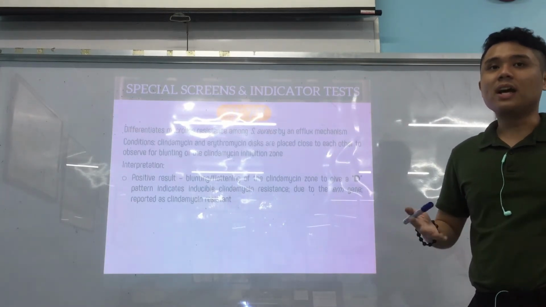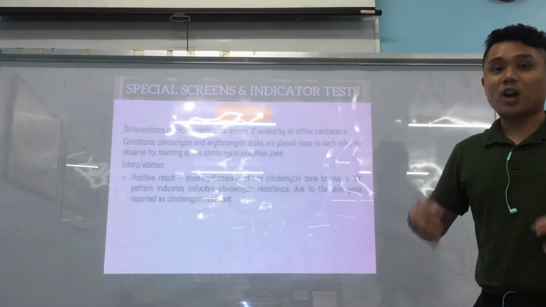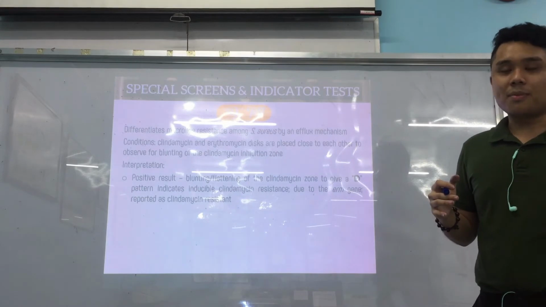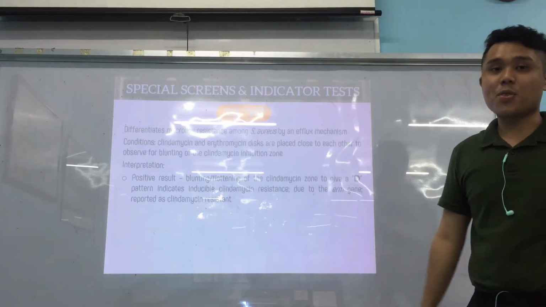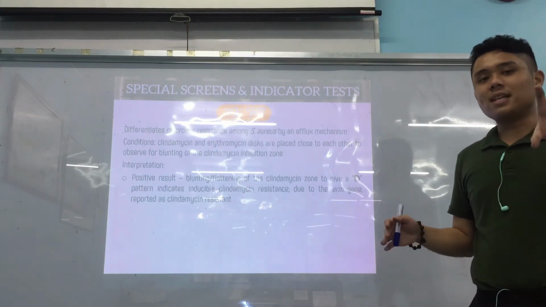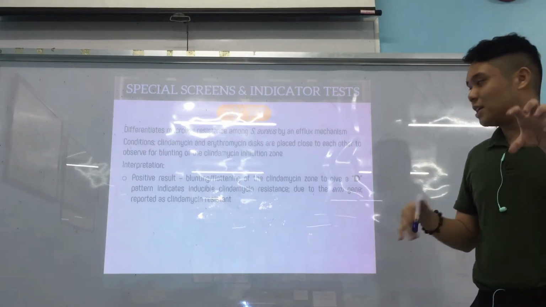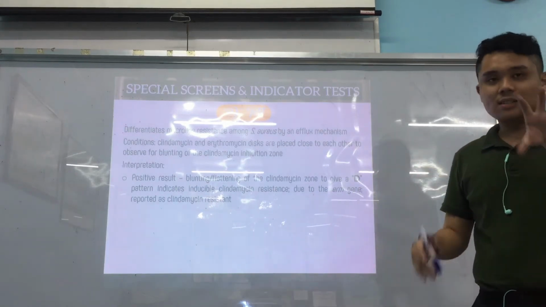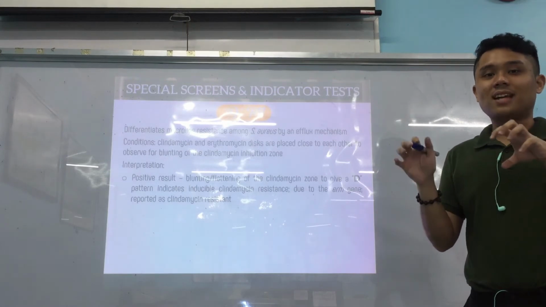When you say inducible, it's a type of resistance that is triggered by the presence of another drug. And in this case, it's erythromycin and clindamycin together. Now, with erythromycin, we have the ERM gene, and this gene triggers resistance.